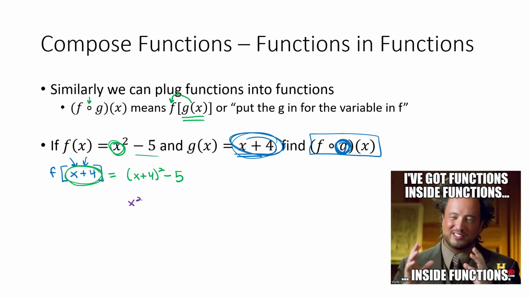X squared plus, we got to do the product twice. 4x and 4x is 8x. Plus 4 squared is 16 minus 5. And just a real quick combining of like terms, we're left with x squared plus 8x plus 11. And that's the composition of functions, f of g of x, which simply means put g into f for the variable.